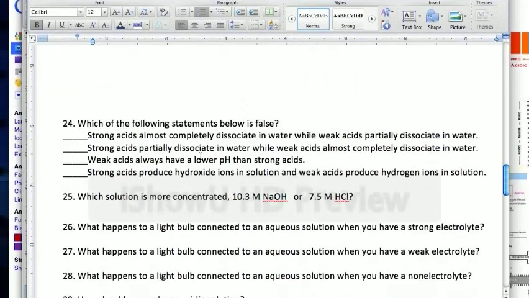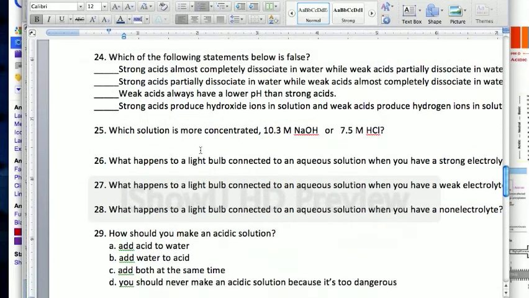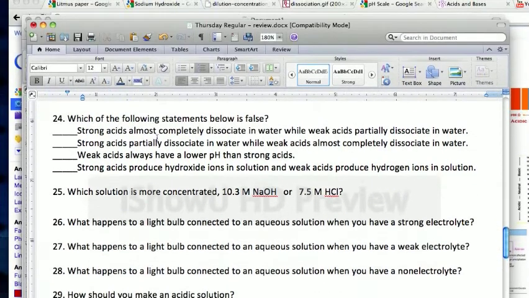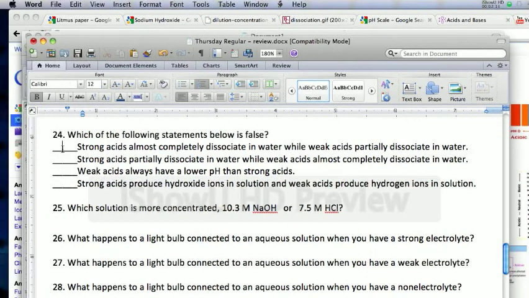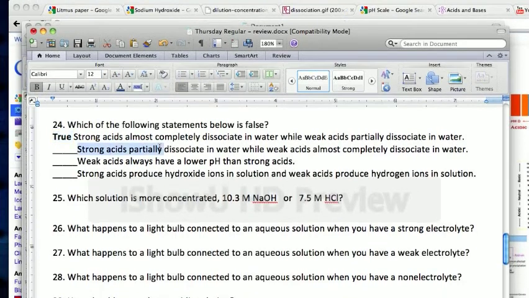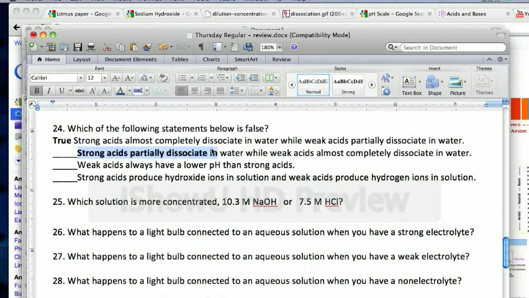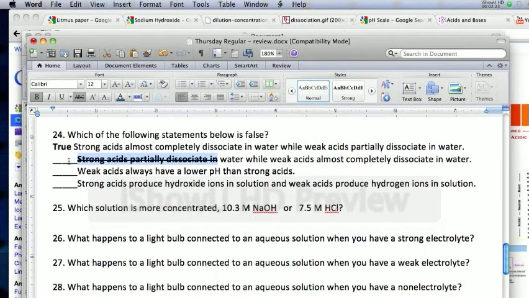Which of the statements below is false? The only one here, let's see, strong acids almost completely dissociate in water, while weak acids partially dissociate. That is true. Strong completely dissociate, weak partially dissociate. Strong partially dissociate, as soon as you read that, you know that that's going to be false.